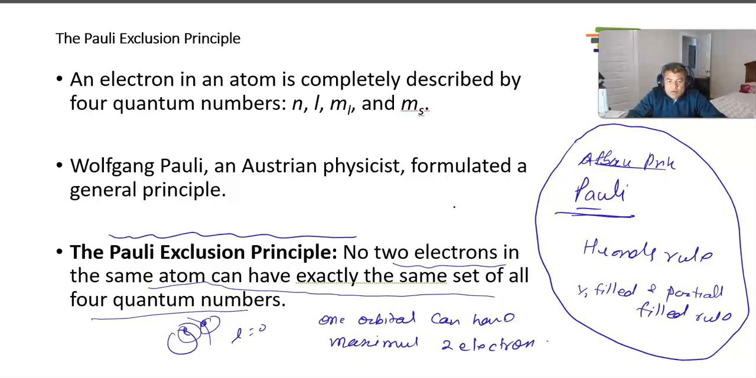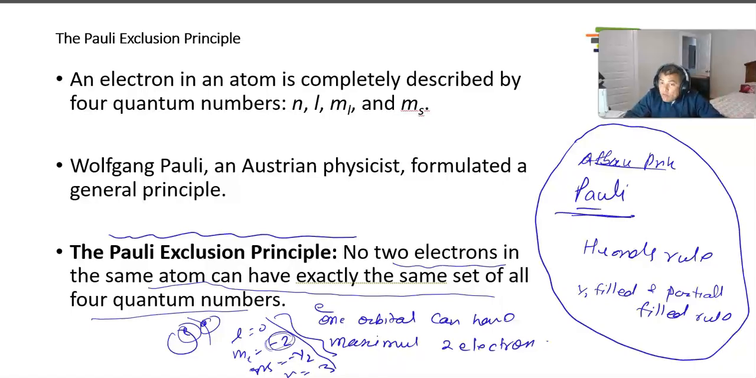For example, l equal to 0, ml is equal to, let's say, -2, and ms is equal to -1/2, let's say. n is equal to 3 for 1 electron, and the same thing for another electron is not possible. At least any one quantum number is different. Out of 4 quantum numbers, at least 1 quantum number is different. That is the Pauli exclusion principle.